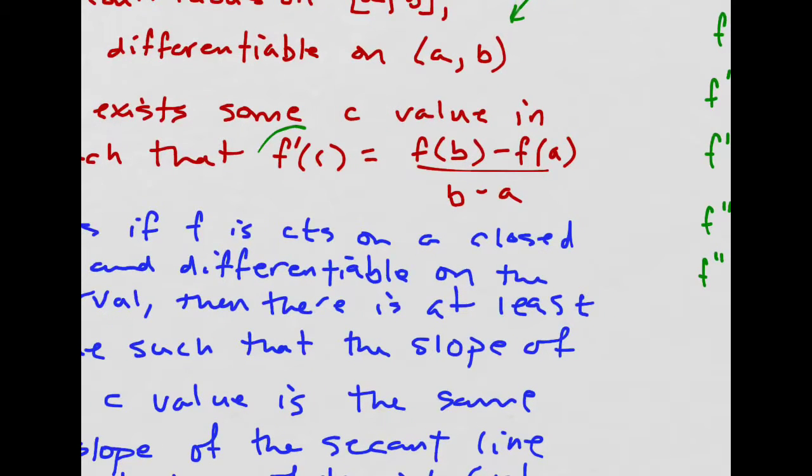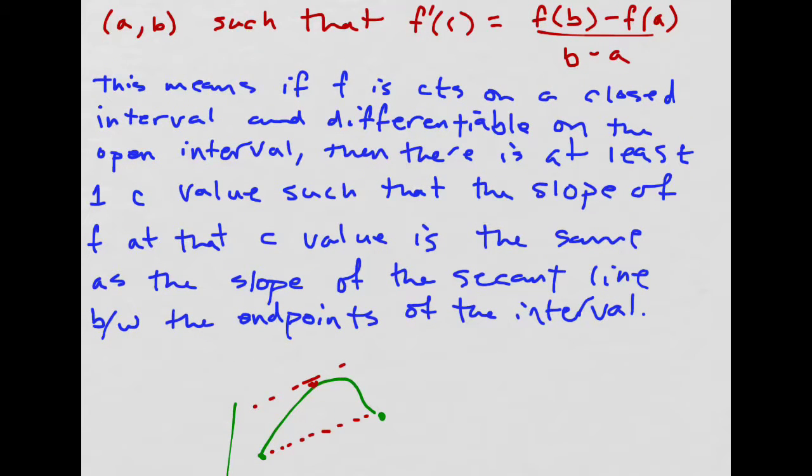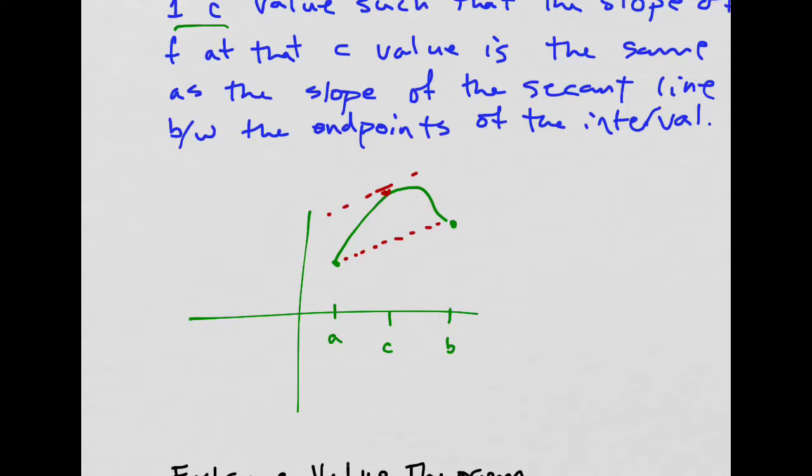So this is the slope of the function at some c value inside a and b, inside that interval. And this is the slope of the secant line. That's the average rate of change between those two. So that's what that means. That's what the blue stuff says. This means if f is continuous on the closed interval and differentiable on the open interval, then there is at least one. That's very important because there could be more than one. At least one c value such that the slope of f at that c value is the same as the slope of the secant line between the endpoints of the interval. So that's what that means.